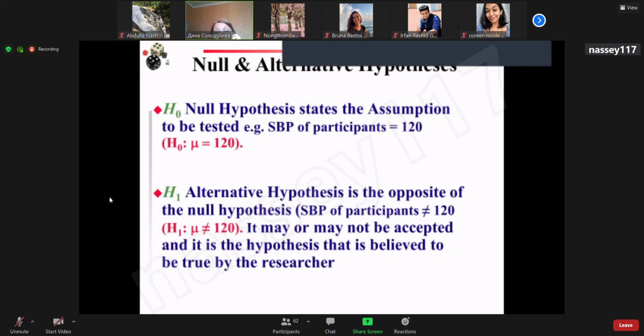The alternative hypothesis is the opposite. For example, in our case, we say that the systolic blood pressure of participants is not equal to 120. And actually, we don't know whether it is below this parameter or maybe it is above.